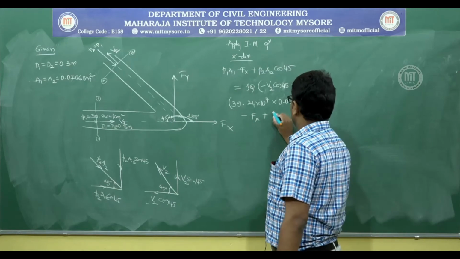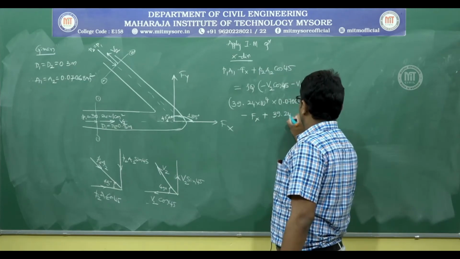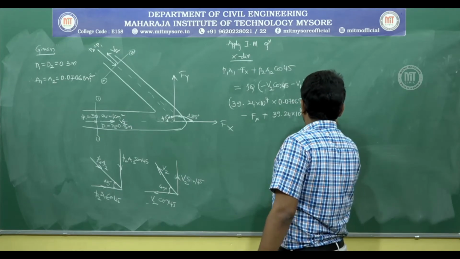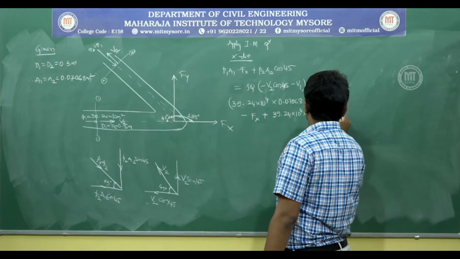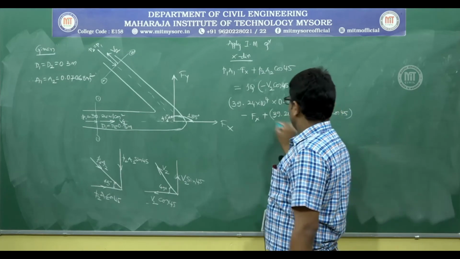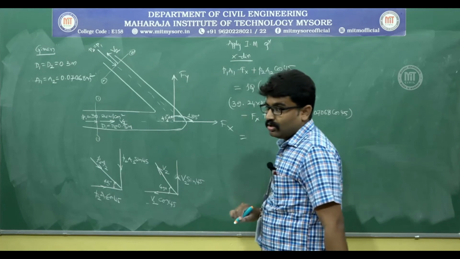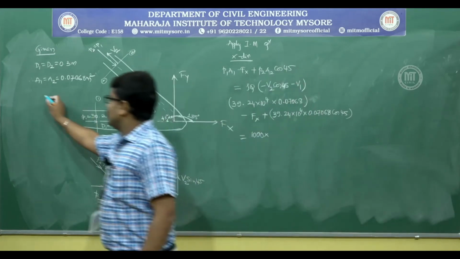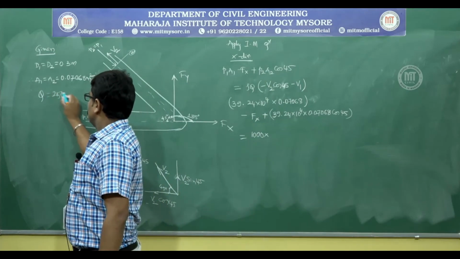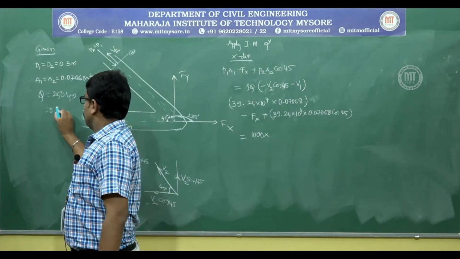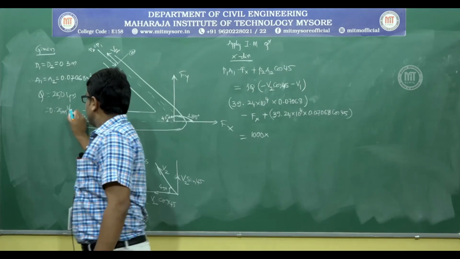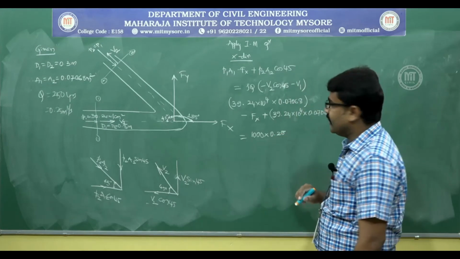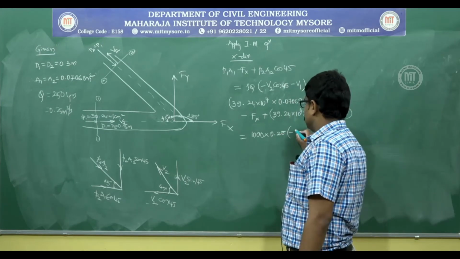Plus P2, again 39.24 into 10 power 4 into A2, which is also the same, 0.07068, into cos 45. This must be equal to rho Q. Rho is 1000. Q is given to be 250 LPS, which is equal to 0.25 meter cube per second. So, 1000 into 0.25, rho Q, into minus V2.